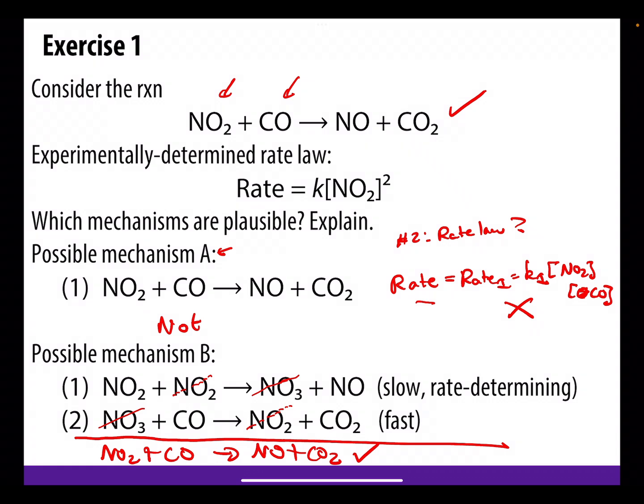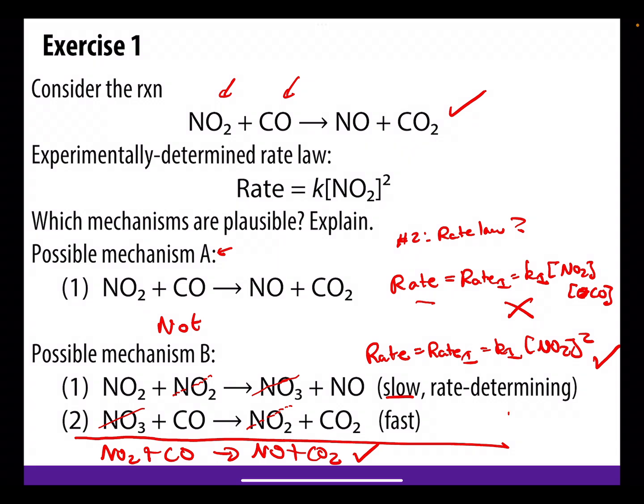Now, does the rate law match experiment? Well, rate here is going to be equal to the rate of the slow step, which is just step 1, which is equal to K1 NO2 squared. Because there's 2 NO2 colliding, it's NO2 times NO2, or NO2 squared. Again, the coefficient here of 2, there's 2 NO2 colliding, matches the exponent here, and therefore it is at least plausible or consistent with experiment.